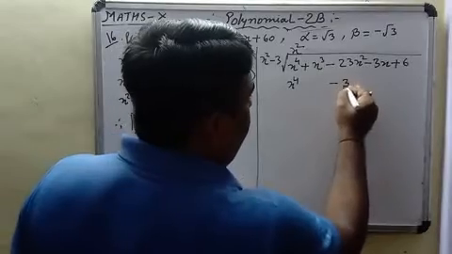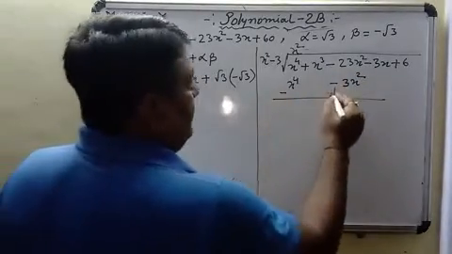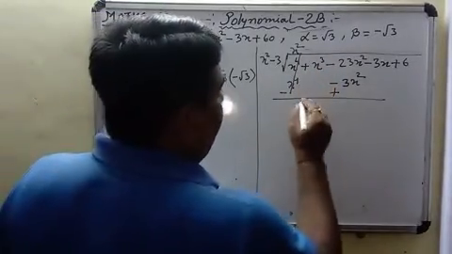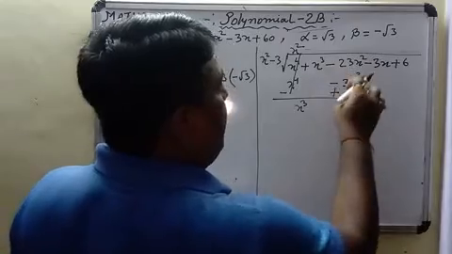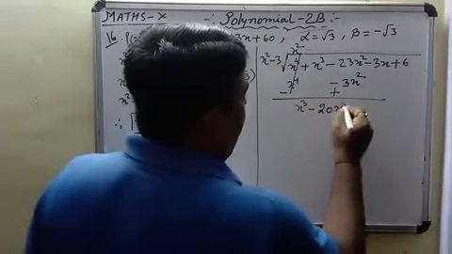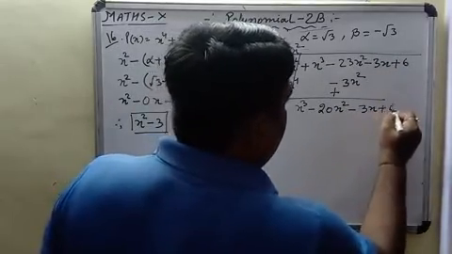तो x square की टर्म के ठीक नीचे रखेंगे. Minus and plus. This will be cancelled. X cube is left with us. Minus 23 and plus 3. So minus 20 is left. Minus 20 x square is left. Minus 3x and plus 6.